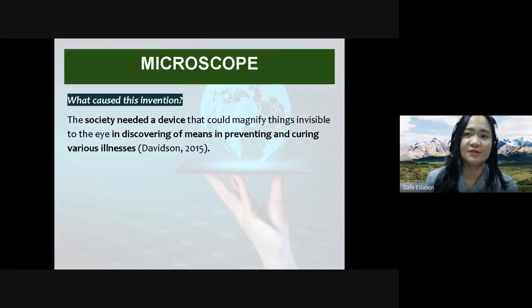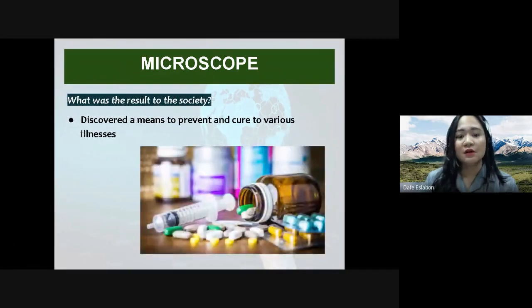So another thing that drove this invention of the microscope was the need to find a cure or medicine for the illnesses that they had experienced during the medieval time, or the Middle Ages rather. And what was the result of inventing such a microscope during the Middle Ages? The result was that society had discovered the means to prevent and cure various illnesses or sickness. So they developed medicines, vaccines, or cures for such illnesses and diseases.